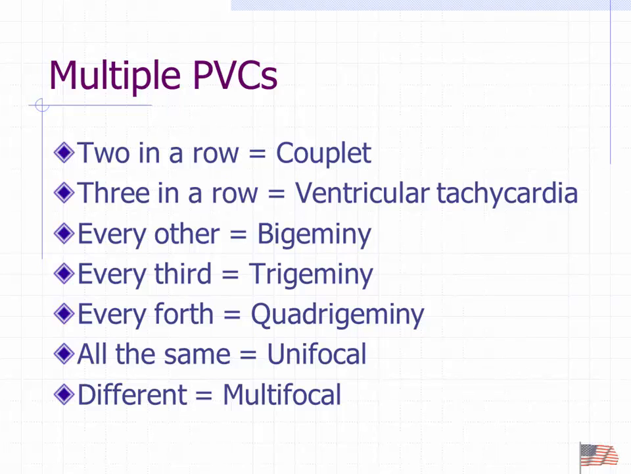Every other, we call bigeminy. Every third, every fourth, trigeminy, quadrigeminy. Now notice it doesn't say three PVCs. It's every third QRS complex is a PVC. When they all look the same, we call it unifocal. But what if there's two areas of the heart that are both irritable and are both starting prematurely? We call that multifocal, coming from two different spots.